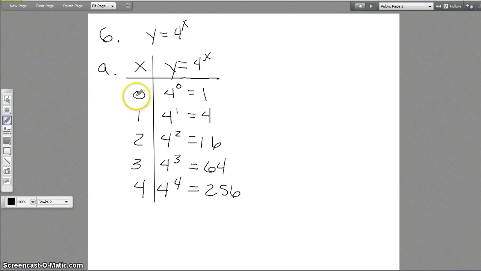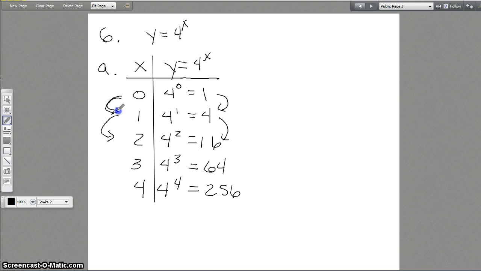Part B asks, what happens to y if x is increased by 1? Well, look at this here. X is increased by 1. Our y is increased by 3. When our x is increased by 1 again, our y is increased by 12. Okay, so we can't use adding on our y. What we can use is multiplying.